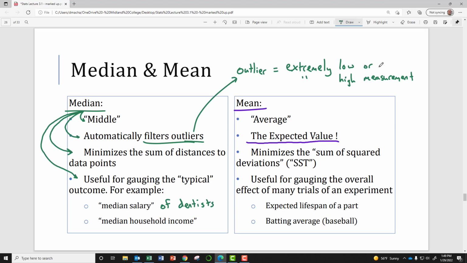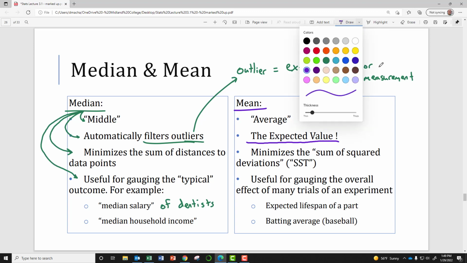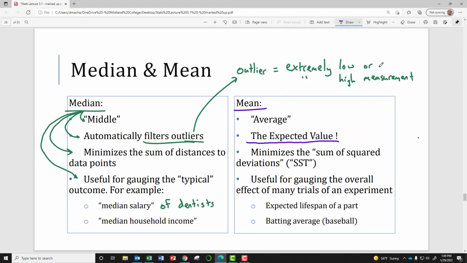Going back to this slide where we're talking about the mean, not the median. The mean is good because it minimizes the sum of squared deviations, or the SST. Again, we talked about how that is a particular optimization problem and how it's cool that the mean optimizes this. And the mean is useful as a measure of central tendency for gauging the overall effect of many trials of an experiment.